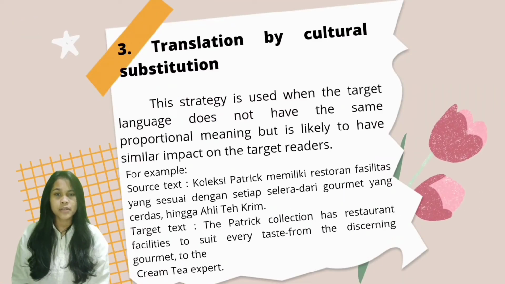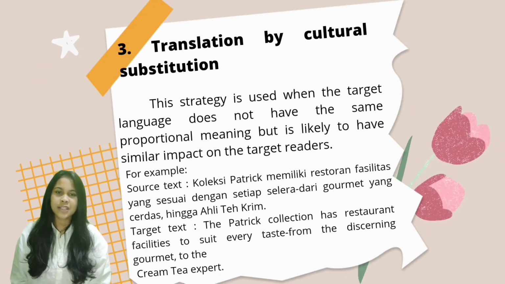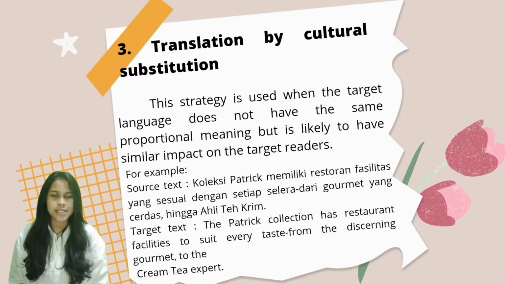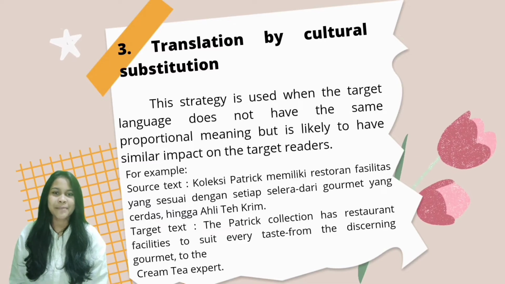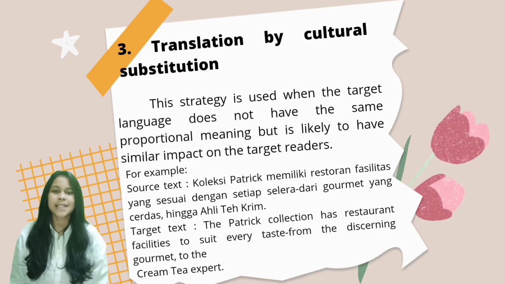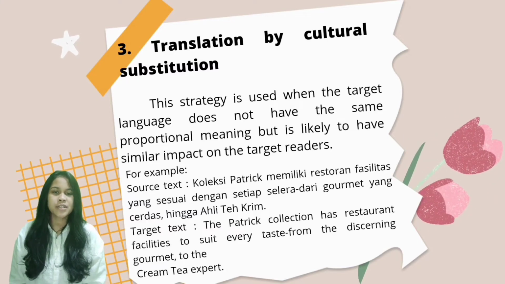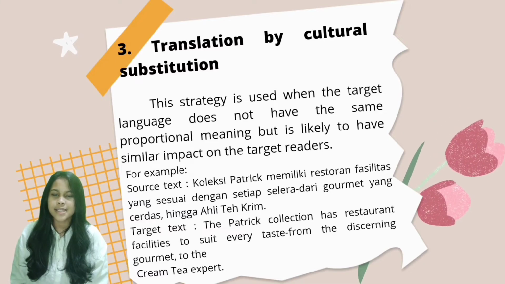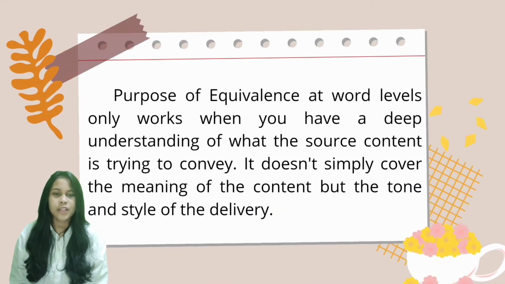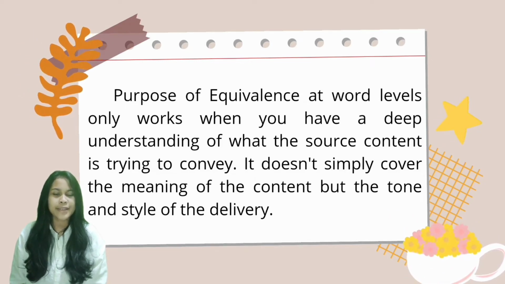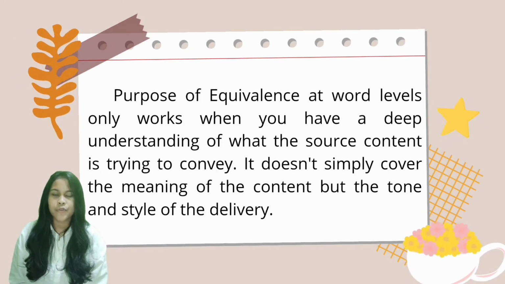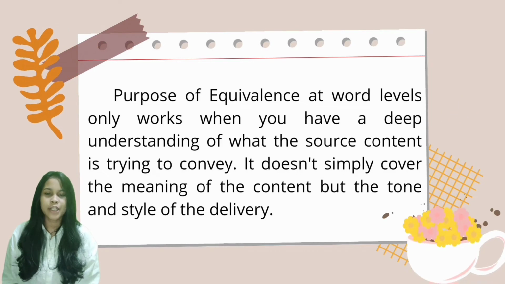Number 3, translation by cultural substitution. This strategy is used when the target language does not have the same proportional meaning but is likely to have a similar impact on the target readers. For example, source text: Koleksi Patrick memiliki fasilitas restoran yang sesuai dengan setiap selera, dari gourmet yang cerdas hingga ahli teh krim. Target text: The Patrick collection has restaurant facilities to suit every taste, from the discerning gourmet to the cream tea expert. Equivalence at word level only works when you have a deep understanding of what the text is trying to cover. It doesn't simply cover the meaning of the content but the tone and style of the delivery.